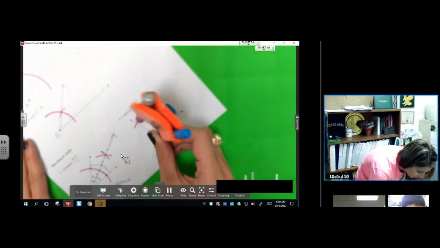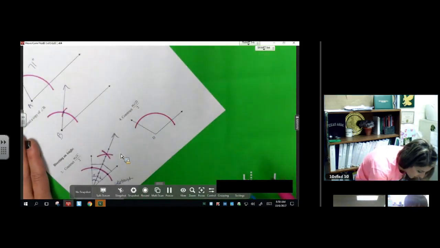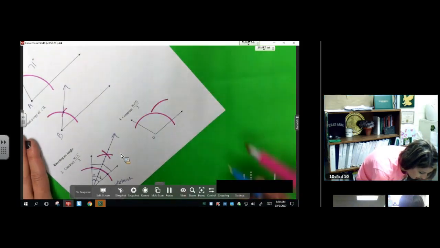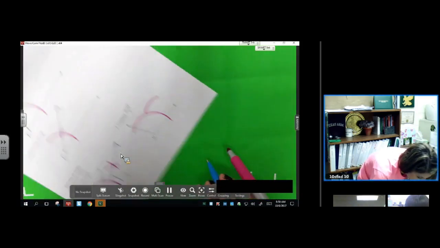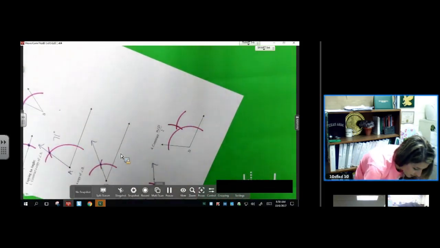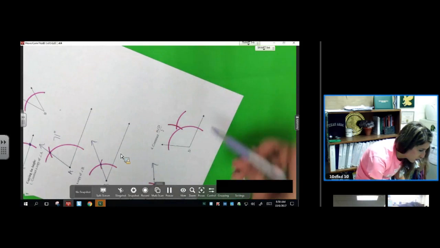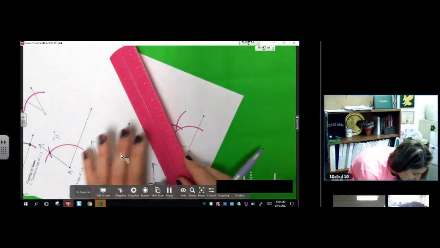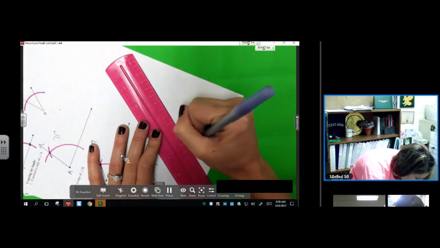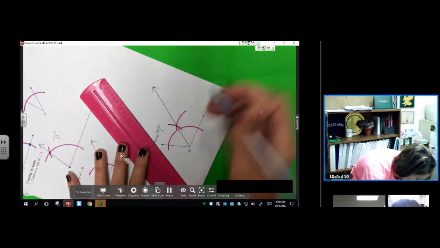Step 1, make an arc. Step 2, put your needle at one intersection. Step 3, put your needle at the other intersection. Mine just barely crossed. So that tells me next time I do an obtuse angle like this, I should probably open my compass a little bit more. And if they didn't cross, I can start over, and I needed to open my compass more.